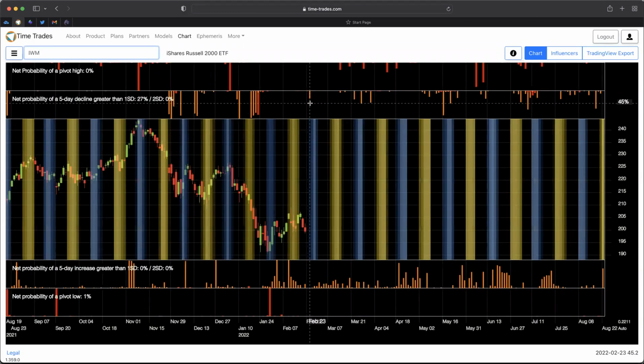IWM has a 27% probability of a down day on Tuesday. But after that, there's kind of a steady trend of bullishness with these 20%-ish probabilities of up days, moving up to like 29% in early March. So IWM is looking a little bit less bearish than the Spiders and the Qs.